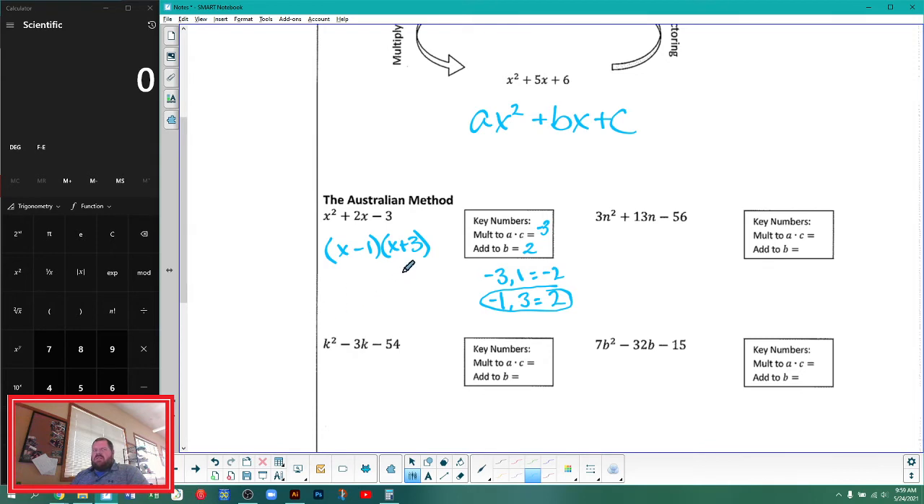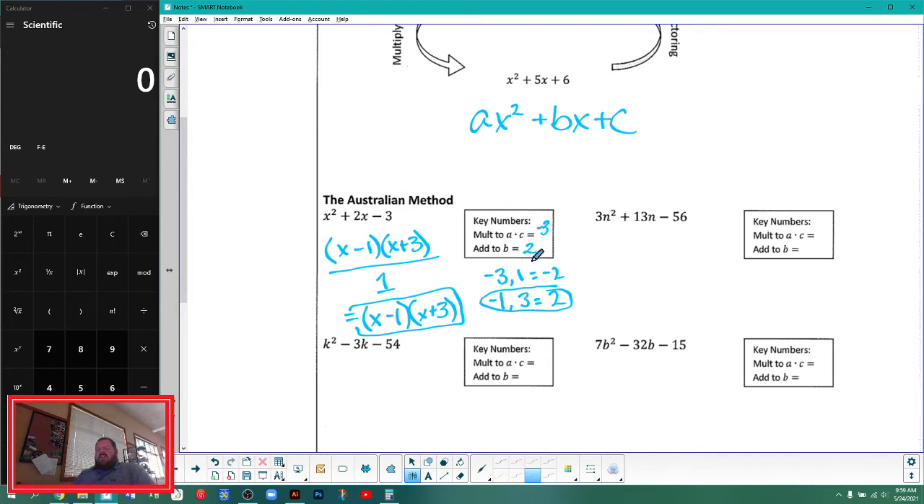And the technical step in the Australian method is that I divide that now by a. Well, a is just 1, and dividing by 1 doesn't really do anything. And in the Australian method, at this point, I would look for, are there any common factors in either one of these sets of parentheses? And there aren't, because they both just have x as a leading term in each one of those sets of parentheses.